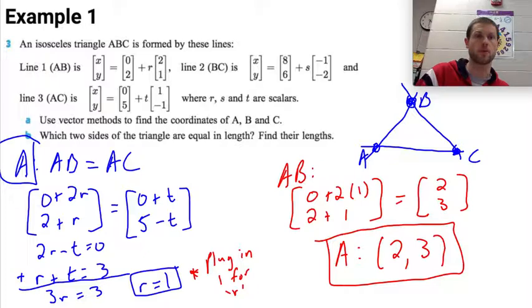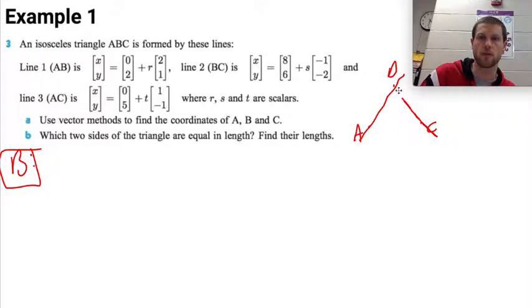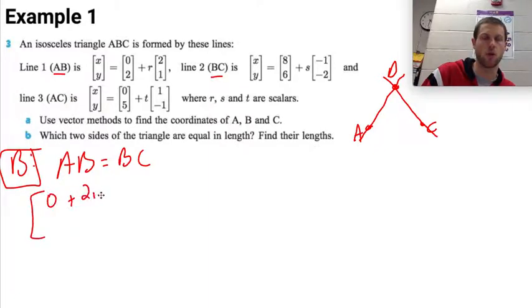Let's find the position of point B. To find the coordinate for B, I need to think about where the lines, let's do my ABC again, intersect. I want when AB intersects with BC. So when does AB equal BC? Well, once again, I'm going to take AB and BC and set them equal to each other. So I've got 0 plus 2r and 2 plus r equals, BC is 8 minus s and 6 minus 2s.